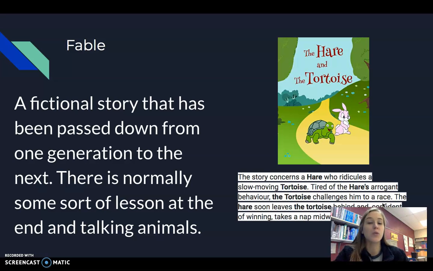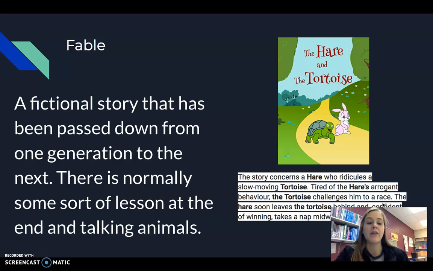There's normally some sort of lesson, so they try to teach you a moral or a lesson at the end, and they usually do that with talking animals. One really popular example of a fable is The Hare and the Tortoise. It's probably a story you've heard of before.